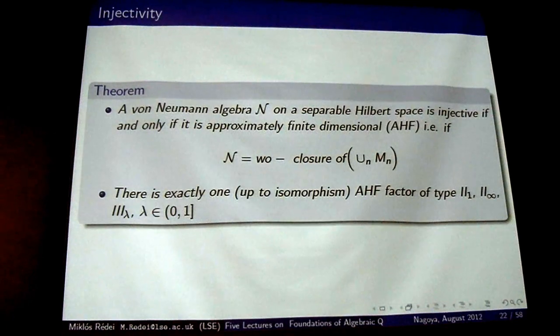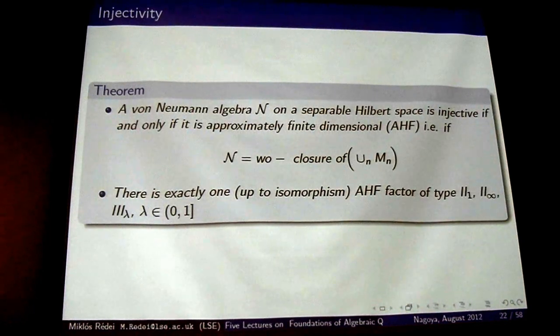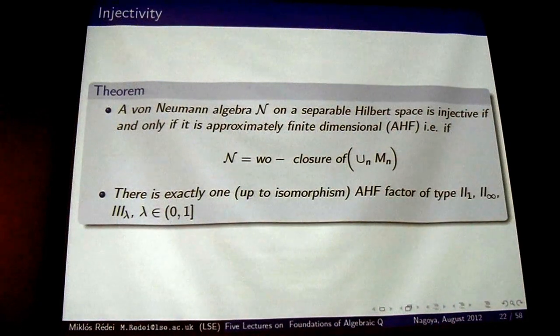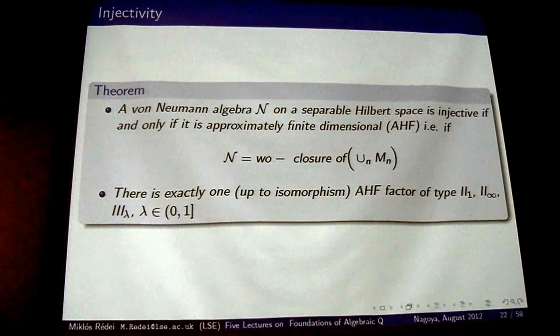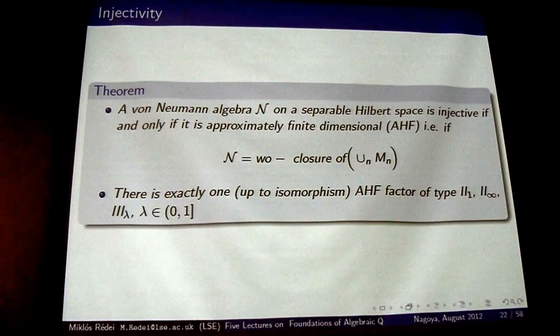This is a very deep result, which was obtained essentially as a result of Alain Connes's work. A von Neumann algebra on a separable Hilbert space is injective if and only if it is approximately finite dimensional, which means that there is an increasing sequence of finite dimensional full matrix algebras within that algebra, which generate the algebra. Okay? So not every algebra is injective, and we have a complete characterization of injective algebras. And this is really wonderful in some sense. Why?